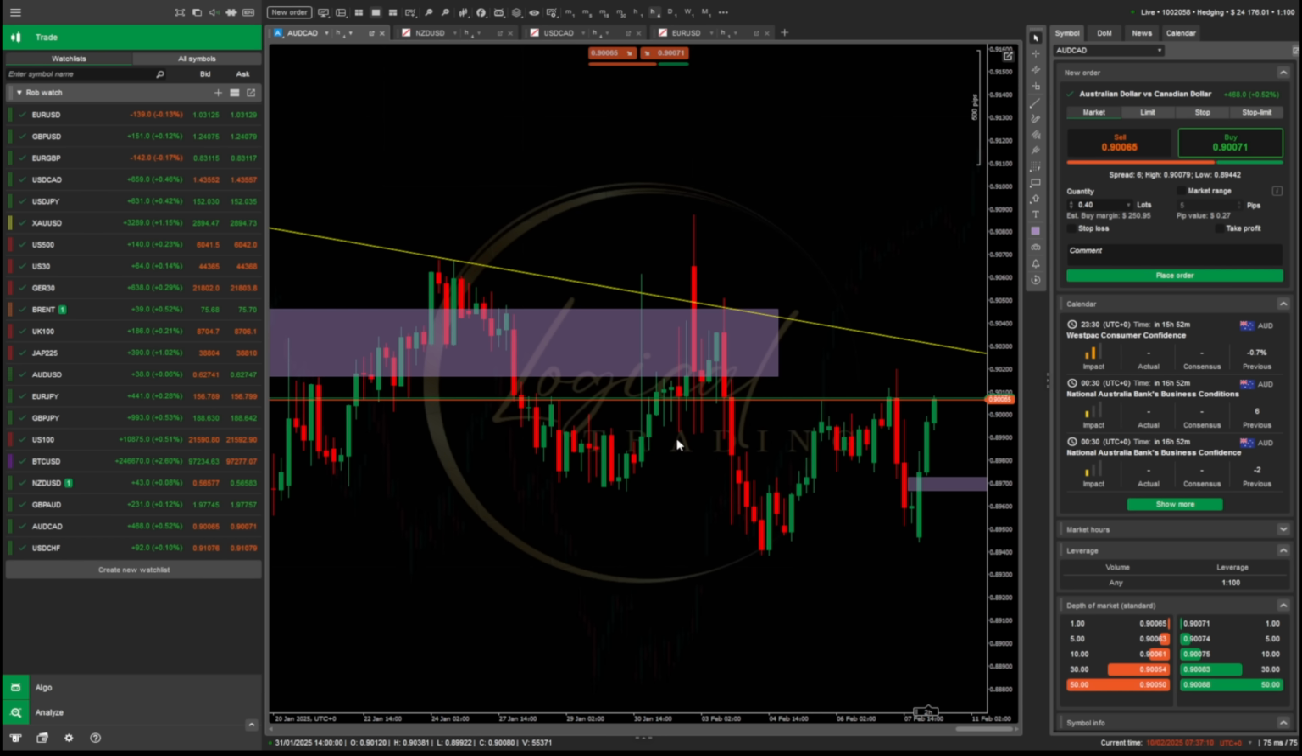Bullish fair value gaps, bearish fair value gaps. They're all over the place. If you look, here's another example of a bullish fair value gap. There you go. There's the gap. Runs right across here.